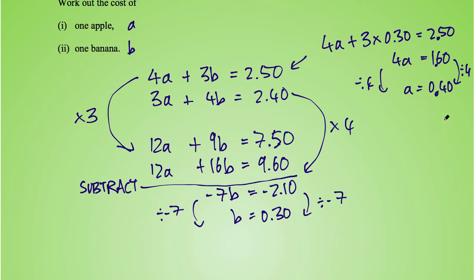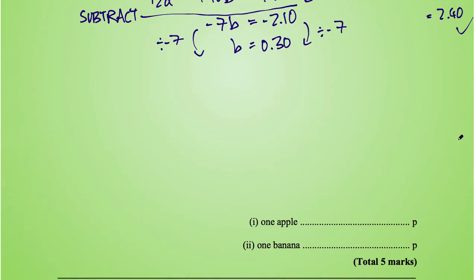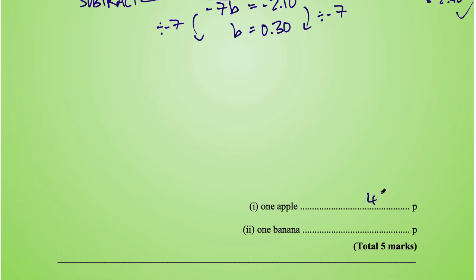And then to be totally sure that I've done the right thing, I can try both of those costs with the second equation. 3 times 40p plus 4 times 30p is £2.40, which is exactly what it says there. So that tells me I'm correct, and I've got apple at 40p and banana at 30p.